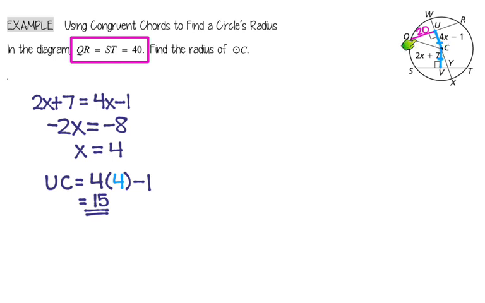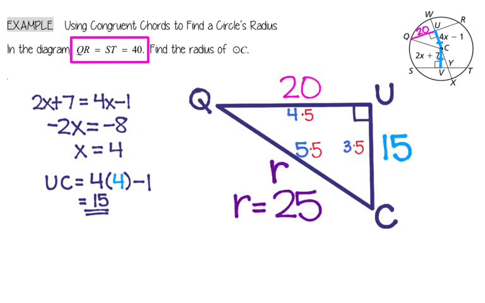And look at this right here, QUC. That's a right triangle with one leg of 20, and one leg that we now know is 15. We can use the Pythagorean theorem, or we can see that we have a 3, 4, 5 right triangle that's been multiplied by 5. Using the Pythagorean theorem, 20 squared plus 15 squared equals r squared. Then take the square root of that and you get 25.